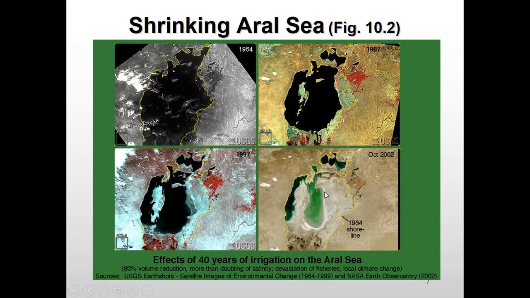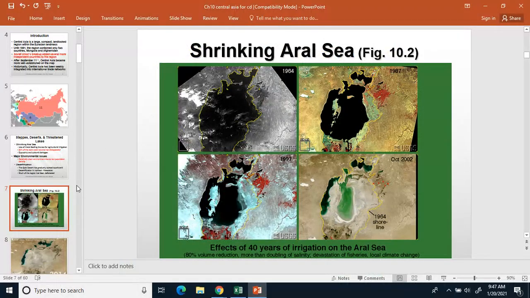And when we get to 2002, there's a western part that's still there and the northern part. And then there's a very shallow basin here. And you can see where the Aral Sea used to be in terms of shoreline.